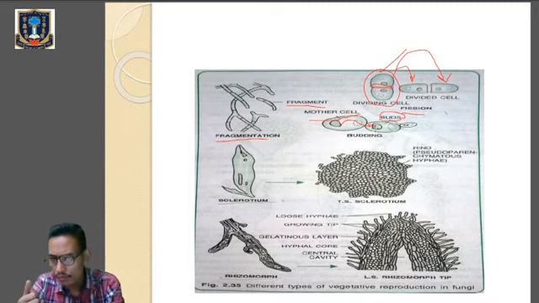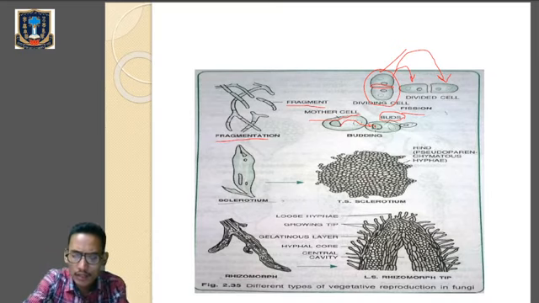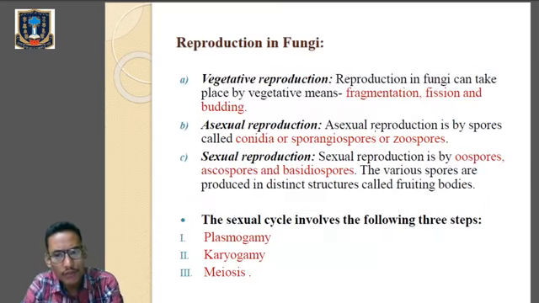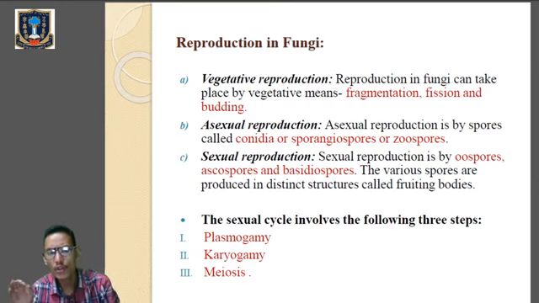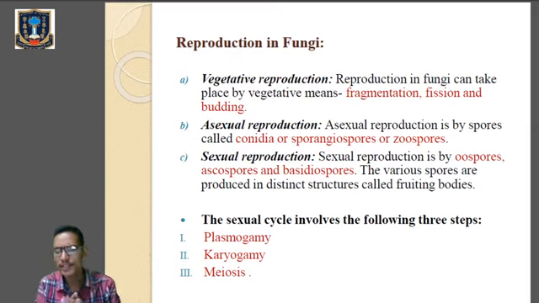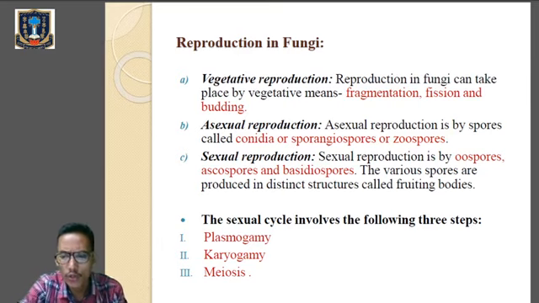So we have gone through fragmentation, fission and budding under the vegetative mode of reproduction in fungi. Then let's talk about asexual reproduction, which occurs with the help of spores. These spores are called conidia, sporangiospores or zoospores. There are different types of spores.